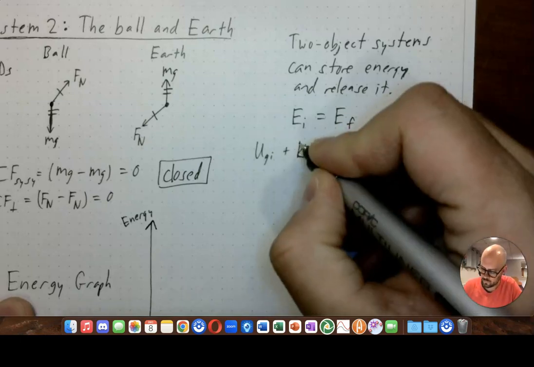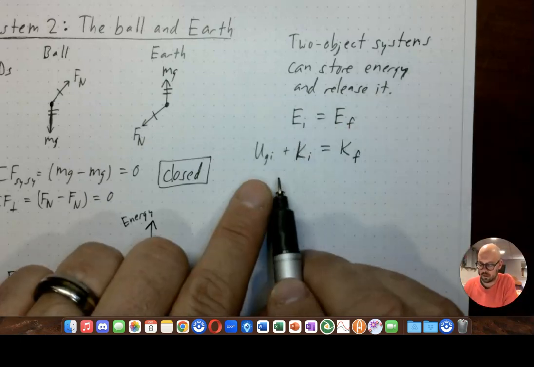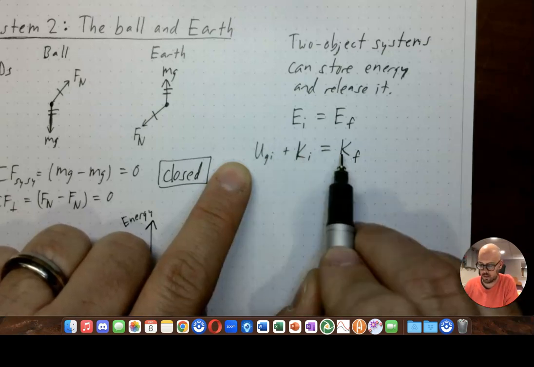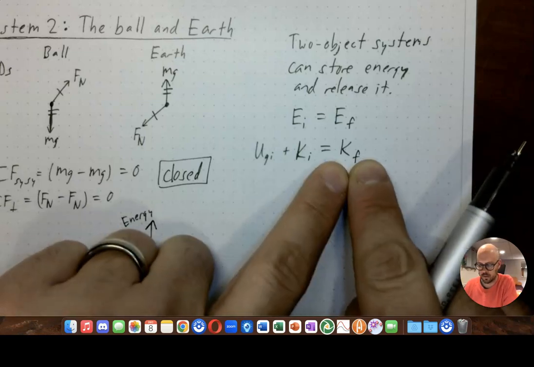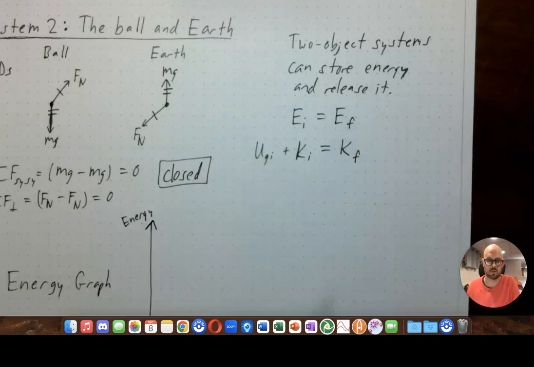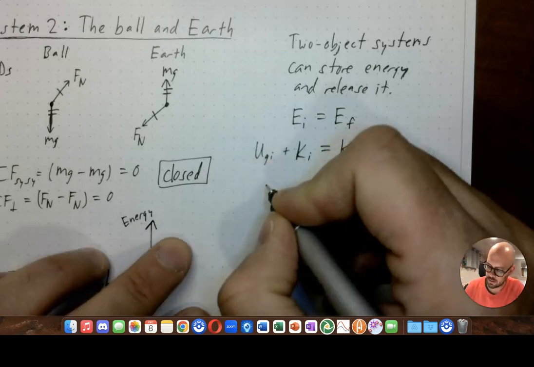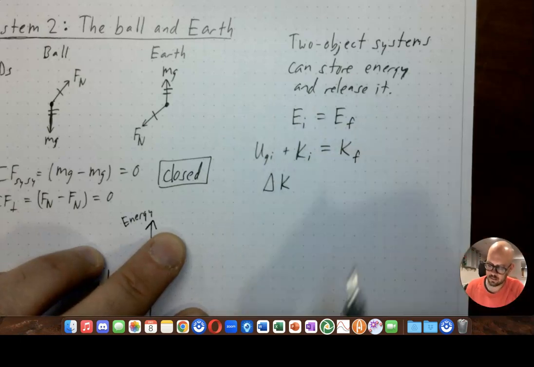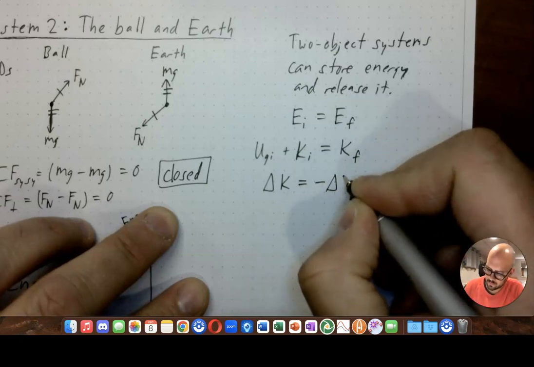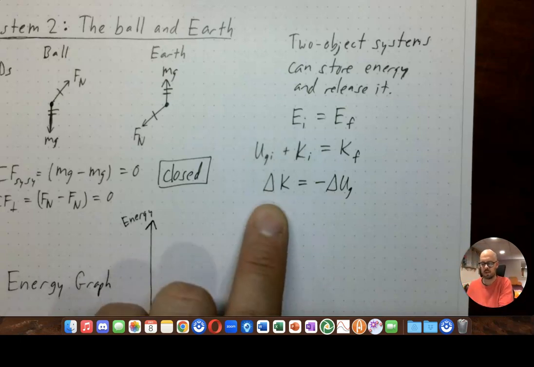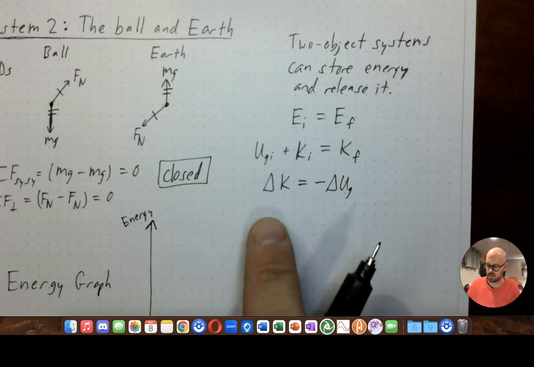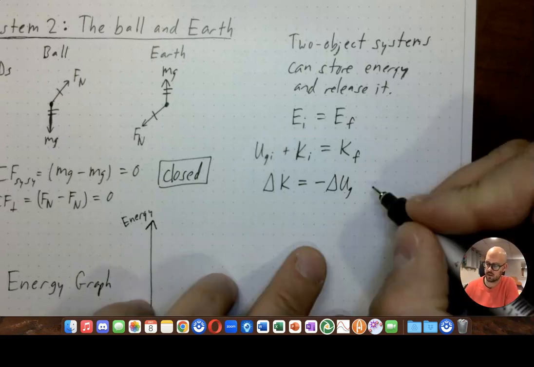So what does that mean? Well, that means that this gravitational potential energy became part of the kinetic energy. If these are equal, then the final kinetic energy is going to be bigger, and that gain in kinetic energy is equal to the loss of gravitational potential energy. The gain in kinetic energy is equal to the loss of gravitational potential energy. So the change in kinetic energy is positive, the change in gravitational potential energy is negative, and so they are equal and opposite to one another.